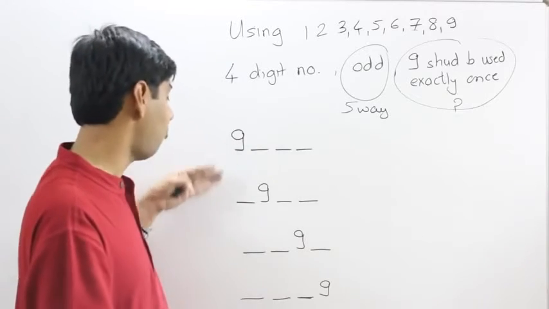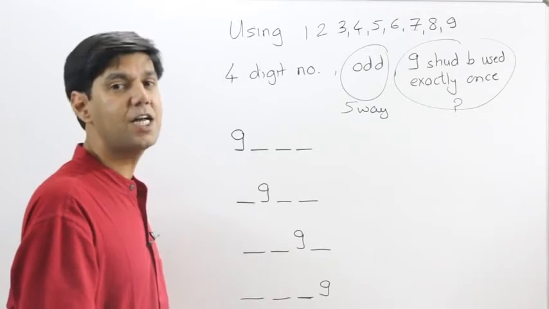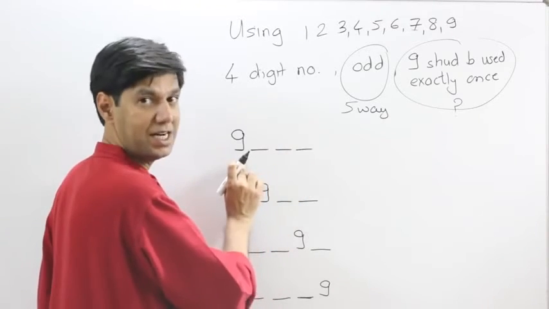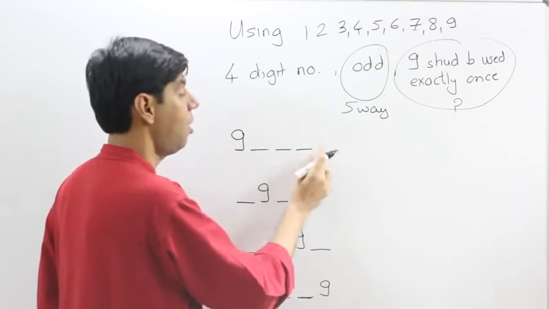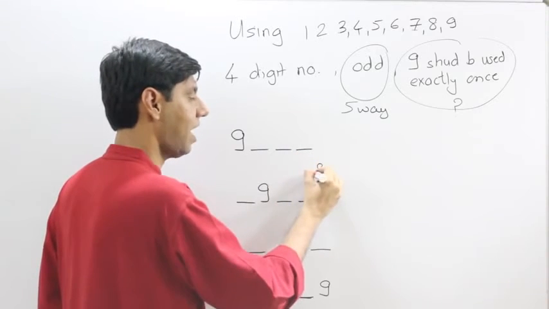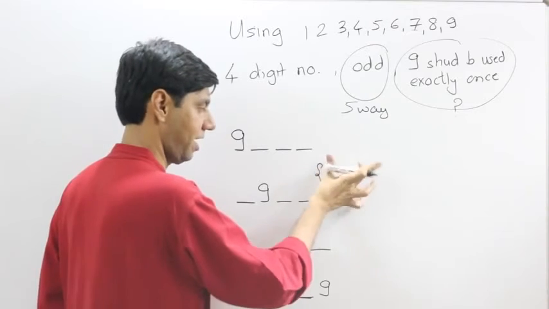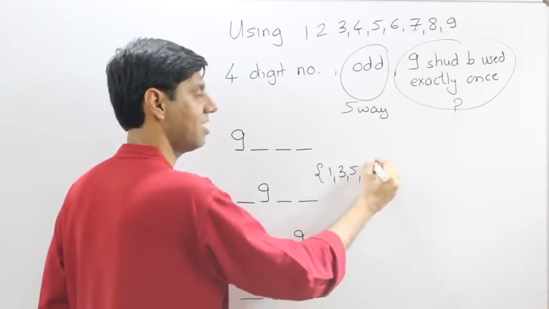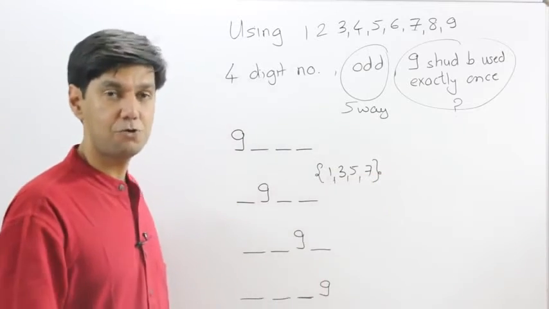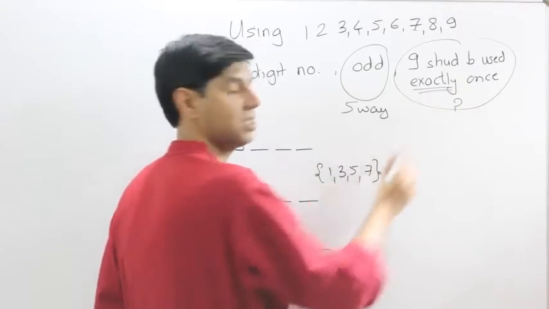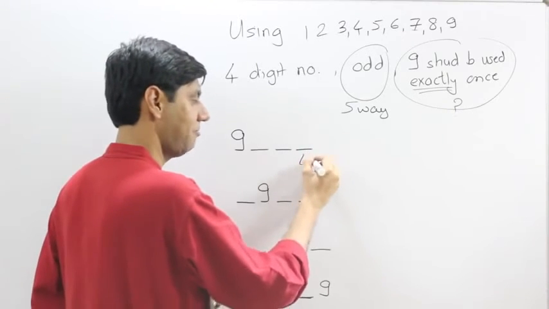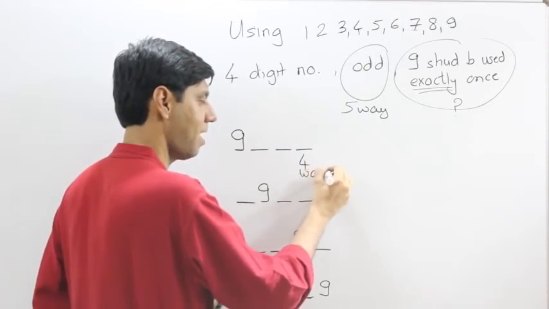While you might think, oh, 4 different cases, do a little work and you realize quite a few of them are identical. For example, let's say one condition is filled. So now this has to be odd. What are the possibilities over here? I could use a 1 or a 3 or a 5 or a 7. I will not be able to use 9 again, because it has to be used exactly once. So this could be filled in 4 ways.